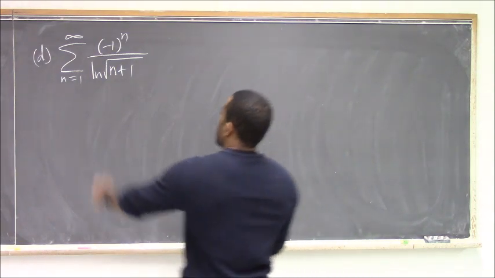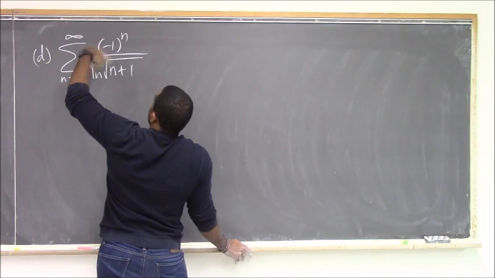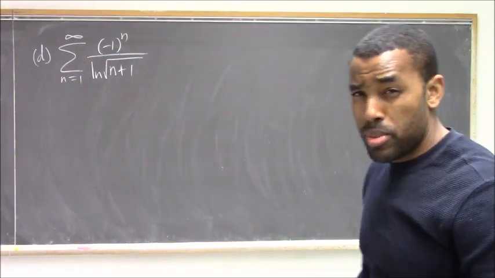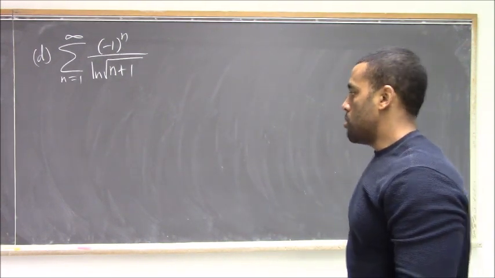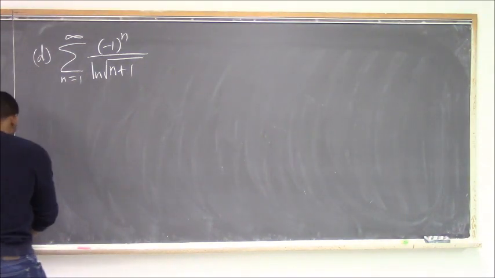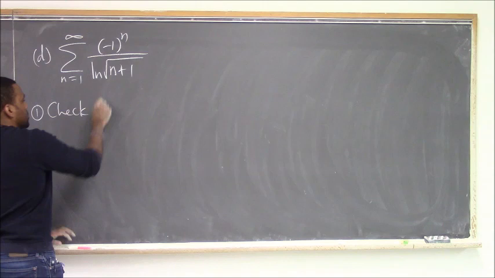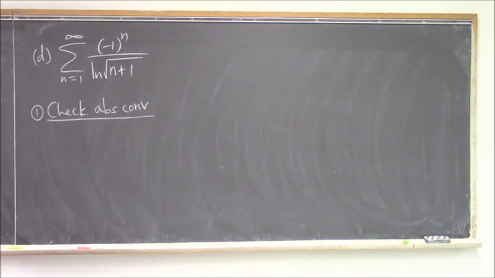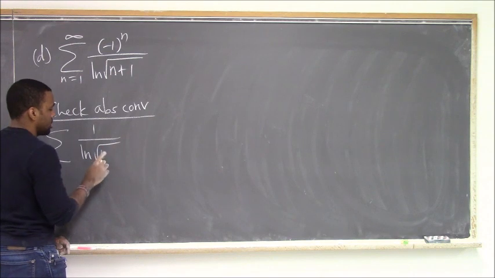Clearly here, ignoring the minus 1 to the n, just think of it as 1 over ln of blah, then clearly that's going to go off to 0. So the test for divergence is definitely not going to help us here. The limit of that clearly goes to 0. So I'm going to check absolute convergence. What would that look like in this case? Well, that would just be 1 over ln of that guy.